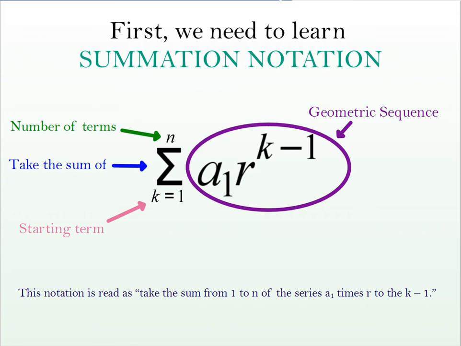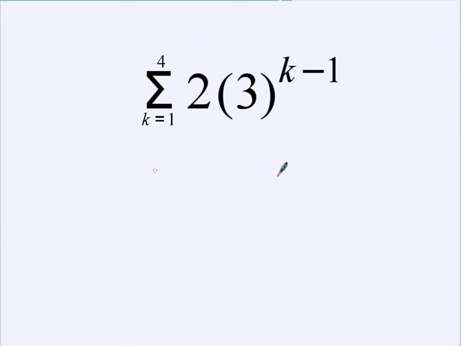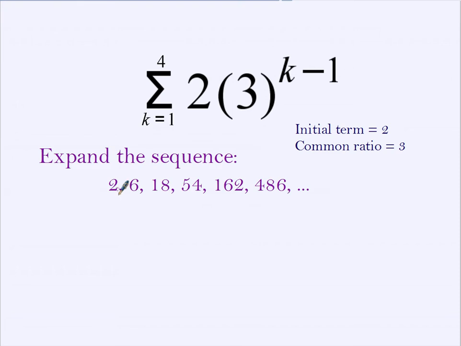Let me give you a more specific example and show you what that does for us. So here I have an actual geometric series. I have an initial term of 2 and a common ratio of 3. So if I were to actually write out this sequence, I start at 2 and multiply by 3 each time, so I have 2, 6, 18, 54, and so on. That's called expanding the sequence.